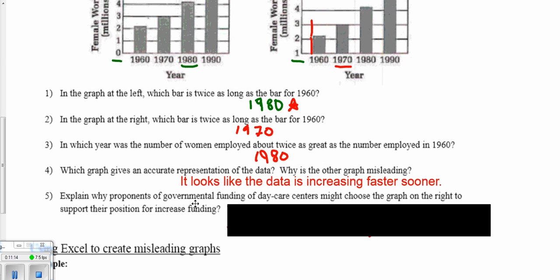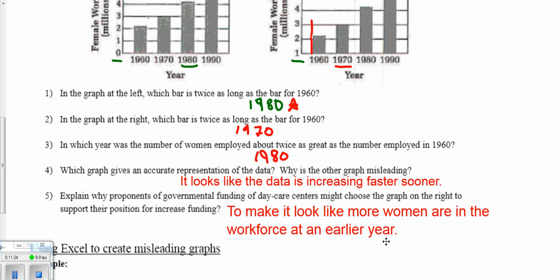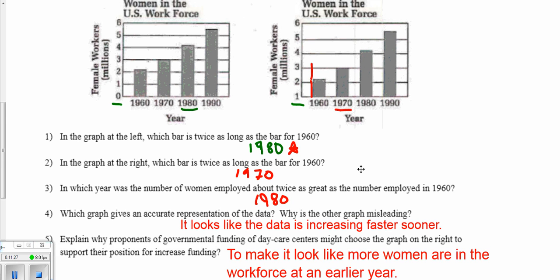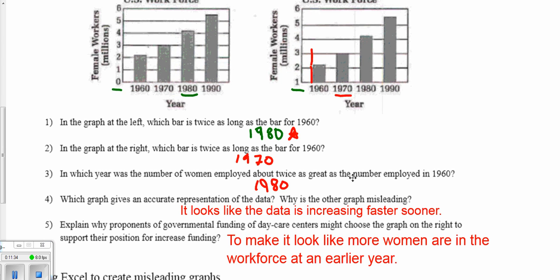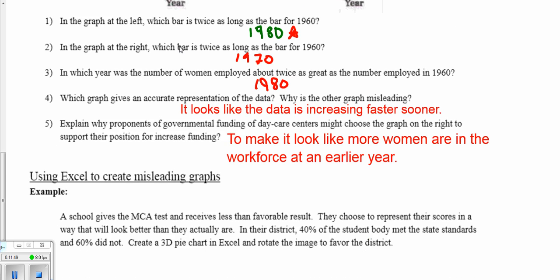Explain why proponents of government funding of daycare centers might choose the graph on the right to support their position for increased funding. Well, again, they might want to make it look like more women are in the workforce at an earlier year. So if they can show that, look, by 1970, there were twice as many women in the workforce, then they could say, well, that's why we need more government funding. So they might be able to use this data to skew it towards their position, even though it's not as accurate as it probably should be.